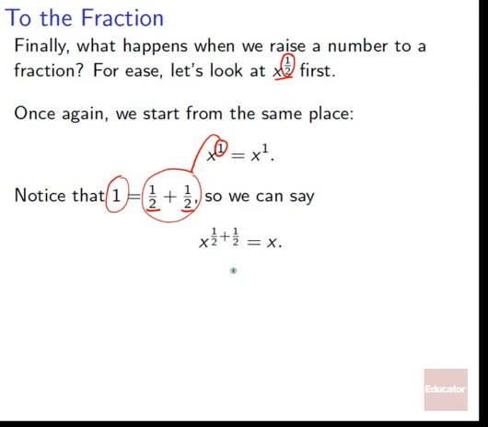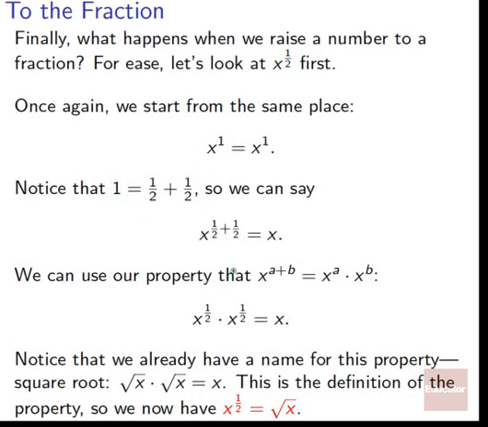1/2 equals x. Now notice, we can use our property x to the a plus b equals x to the a times x to the b, the usual property we've been using, to separate this into x to the 1/2 times x to the 1/2 equals x. We've already got a name for that. Square root, right? Square root x times square root x equals x. That's the idea behind square root.